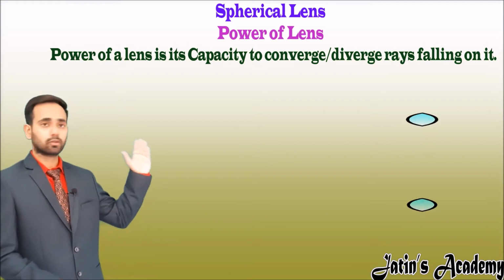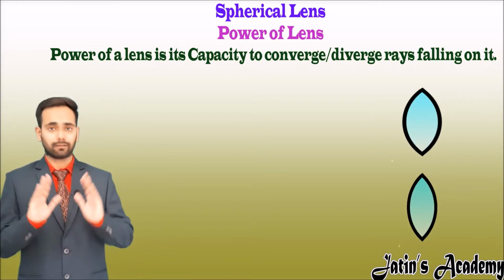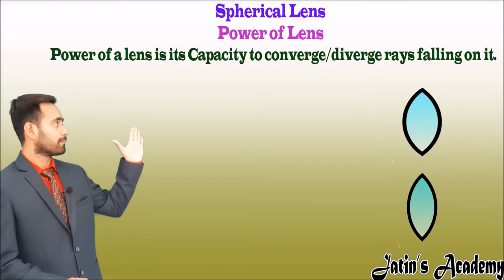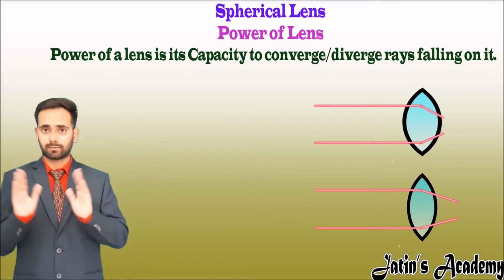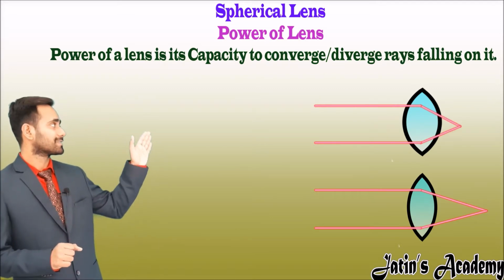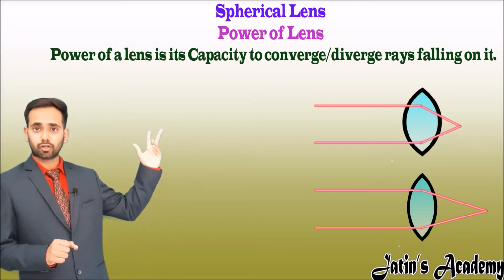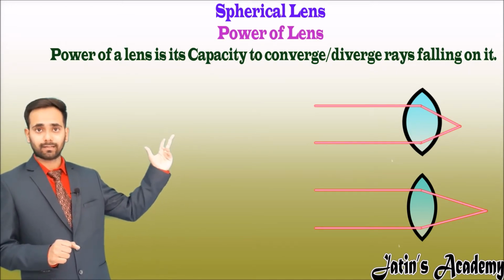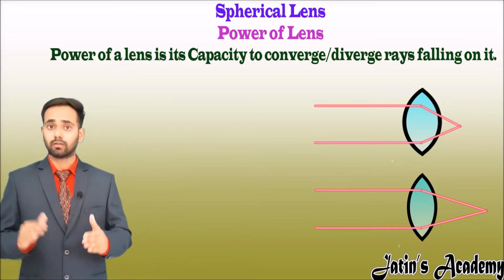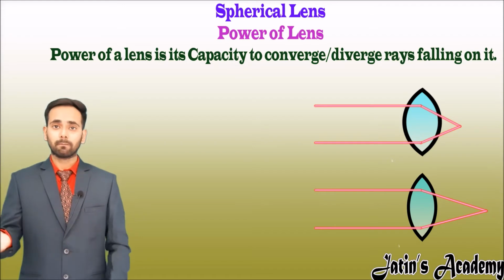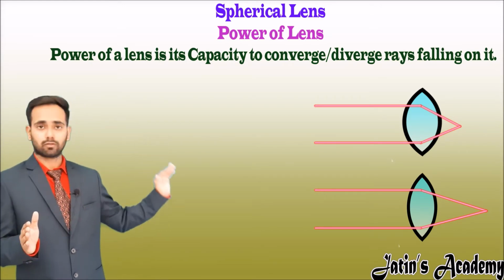Here I am taking two convex lenses. A convex lens is nothing but a converging lens. Now make a parallel beam of light. After refraction, you will observe that the convex lens of higher power converges its rays at a shorter distance from the optical center than the lens of lower power. So we can say that if the power is higher, then the focal length is less.